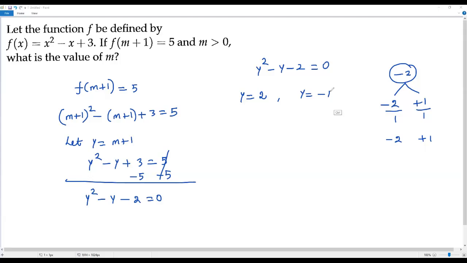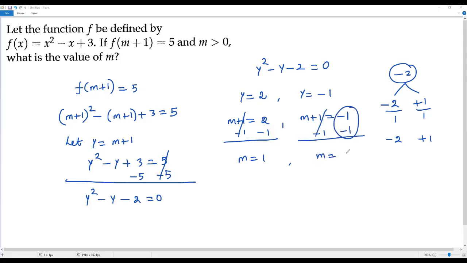Now I got two values for y. Actually, y is a variable taken by us. It has to be replaced by the original expression, that is m + 1. Because y and m + 1 are equal, and our aim is to find the value of m, I plug in m + 1 for y. Then I get m + 1 = 2, and m + 1 = −1. To solve for m, I subtract 1 from both sides. The positive and negative 1 cancel, so m = 2 − 1, which is 1. And here, m = −1 − 1, which is −2.